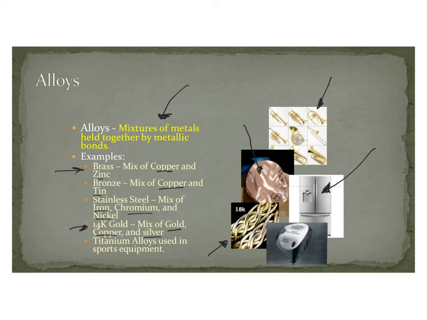So if you made jewelry or something else out of that, it would actually bend and stretch or dent and things like that. So by putting in copper and silver, you can create a stronger metal.